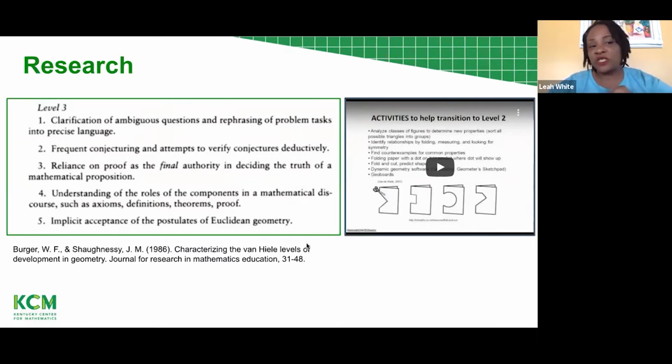And so I found this interesting because it's this reliance upon proof as the final authority. And I know this study was done in the 80s, and then I was thinking, oh, how often do we see proofs in secondary geometry? It's usually just like a section or a subject. So I wanted to touch base on that a little bit and show you this brief video clip.